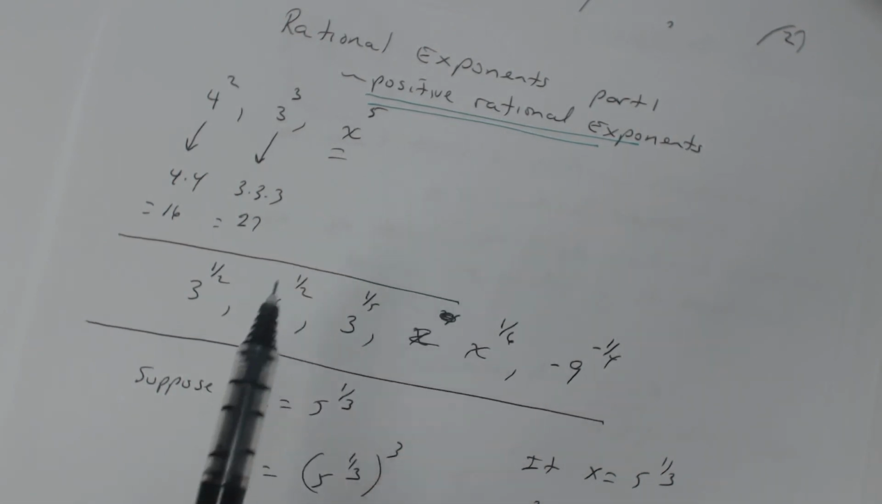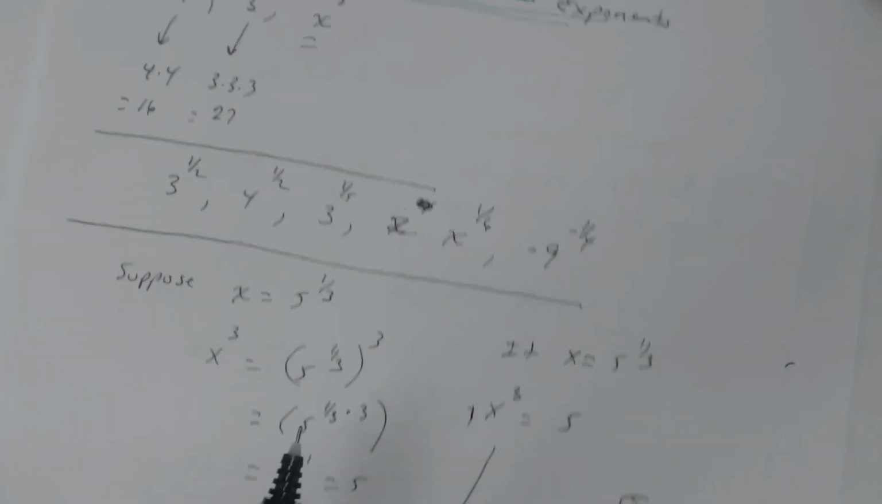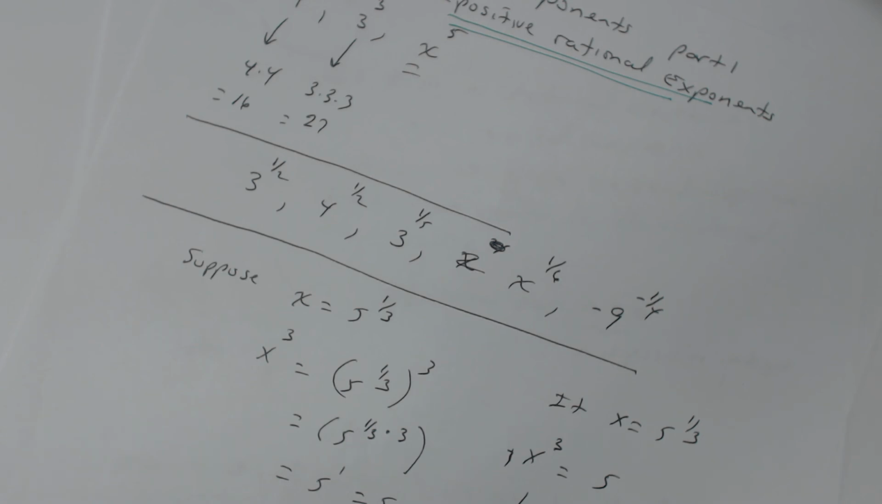So that was simplifying expressions containing rational exponents using this definition. All right, that's going to end this lesson.